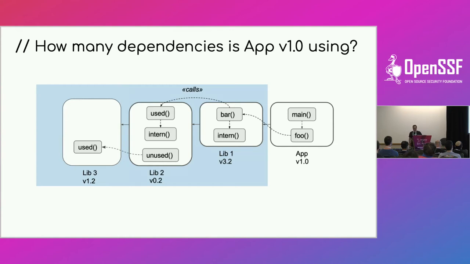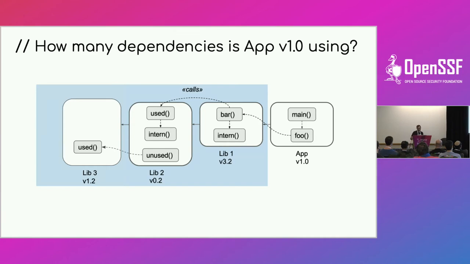Yeah, go ahead. 3 dependencies. So lib 1, lib 2, lib 3. So that's correct. That is from the metadata perspective. What about from a code perspective? How many dependencies do we have? 2. 2, exactly. And as you can see here, I have denoted the call relationships.